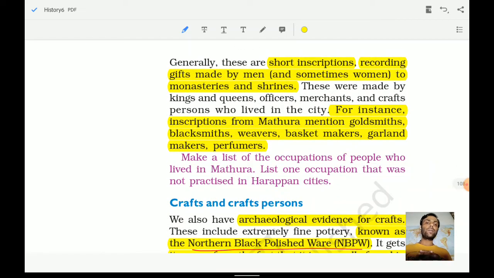So their short descriptions have also been found in Mathura, and it records the gifts made by different men and women to the monasteries and shrines. So we understand then that today, as well as in this Indian subcontinent, we have this culture of donating something whenever we are visiting any temple or any place of religious importance.